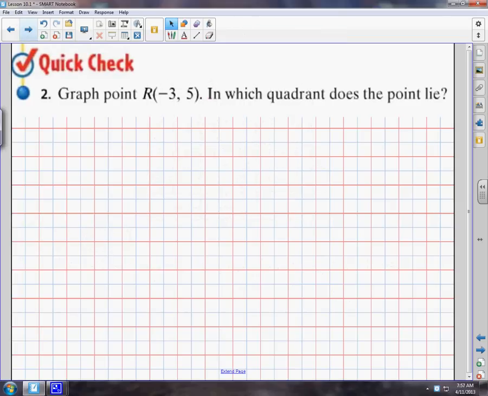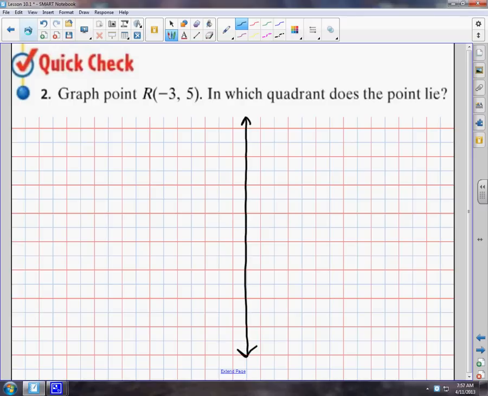All right, next it says, graph the point R, which is at negative 3, 5, and then tell me which quadrant the point lies in. So just draw a quick little graph in your notebook, graph this point, and then write what quadrant it's in. Okay, so I'm going to draw my X and Y axis. You don't always have to have graph paper. You can just do your best with what you're given. So draw your axis and then draw your points. You should do like 4 or 5 in each direction.